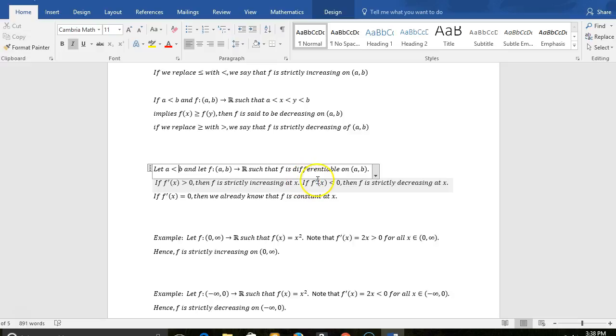Now, on the other hand, if f prime is less than 0, it can be shown that f is strictly decreasing at x. And I do mean strictly. And if f prime of x equals 0, then we already know from previous videos that f is constant at the point x. Our tangent line would be flat there. If we were to break off and go off on our tangent line, it'd be flat there.